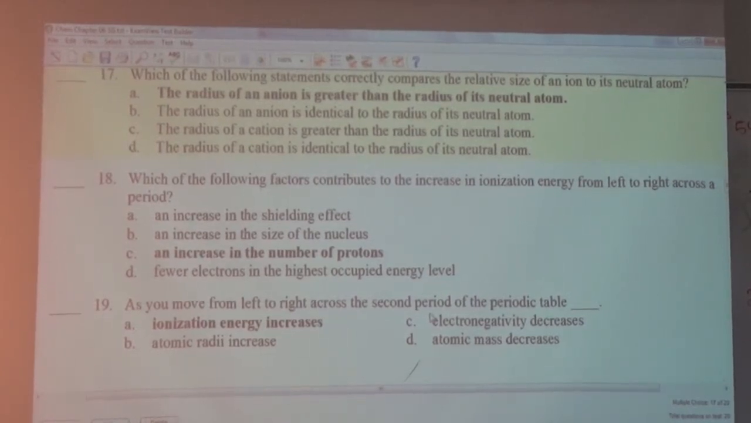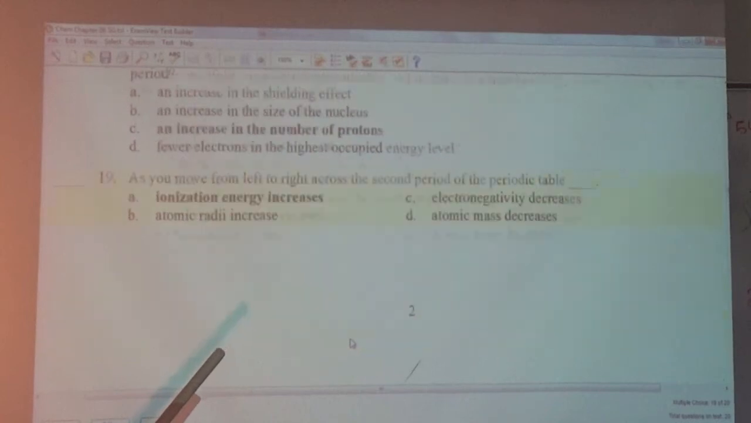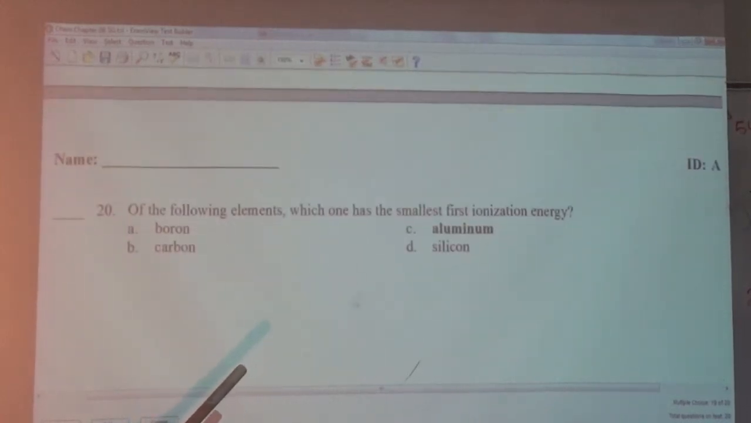17. Which of the following statements correctly compares the relative size of an ion to its neutral atom? A. The radius of anions versus the radius of its neutral atom. 18. Which of the following factors contributes to the increase in ionization energy from left to right across the period? C. An increase in the number of protons. 19. As you move from left to right across the second period of the periodic table? A. Ionization energy increases. 20. Of the following elements, which one has the smallest first ionization energy? C. Aluminum.